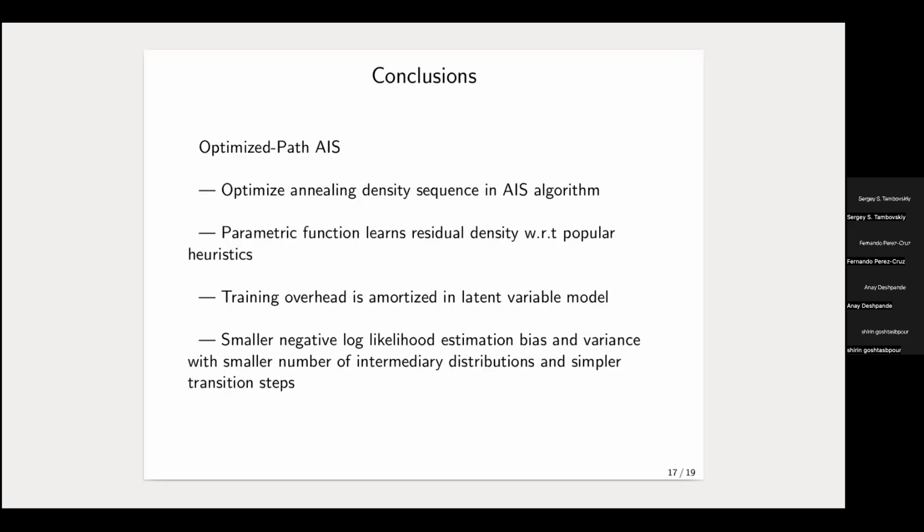So in conclusion, we have proposed a method to optimize the annealing density sequence in the AIS algorithm using the residual part of the density, in comparison to popular heuristics, and by doing variance reduction and amortizing the training overhead of latent variable models. And we have been able to have comparable results to a more complex version of the algorithm and improve over it.